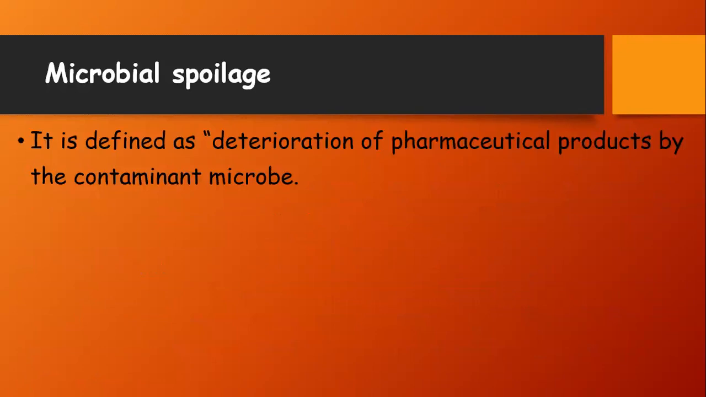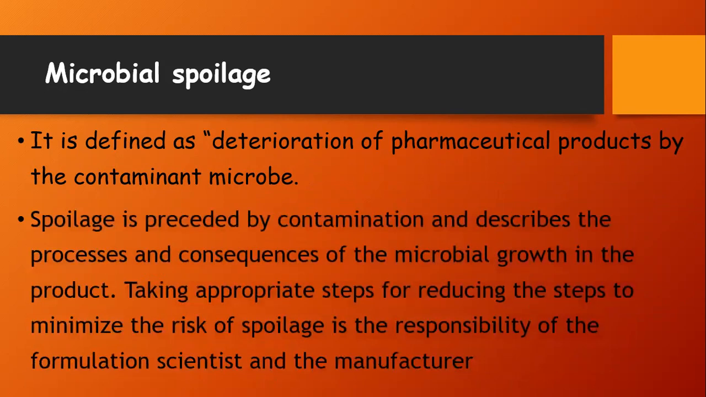Therefore, microbial spoilage is defined as deterioration of pharmaceutical products by the contaminant microbe. That is, when microorganisms contaminate a product, it deteriorates it. The deterioration comes as a result of microbial proliferation. They begin to metabolize, they begin to break down the substances. Now, if it is a drug with a chemical structure with a functional group, once they destroy the functional group of that drug, then the drug remains impotent.